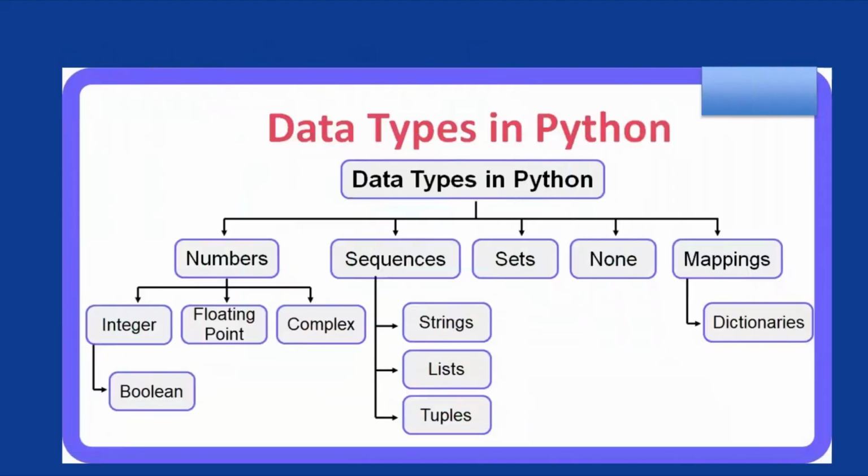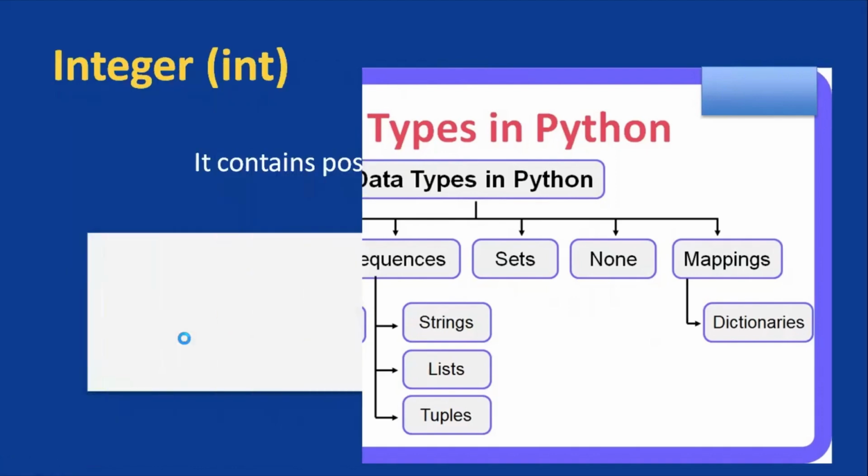Next, these are all the data types available in Python. Mainly we have number, sequence, sets, none, and mappings. In this class, we are learning only about the number data types. Number data types store only numerical values. This number data type is further divided into integer, floating point, and complex. Again, Boolean is also a subtype of the integer data type. First, we will learn what the integer data type is.